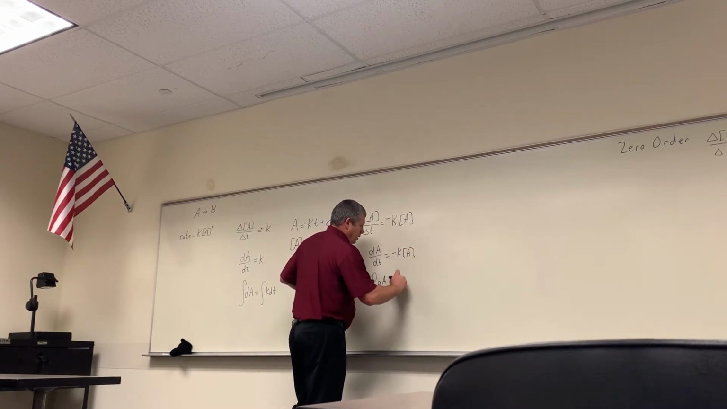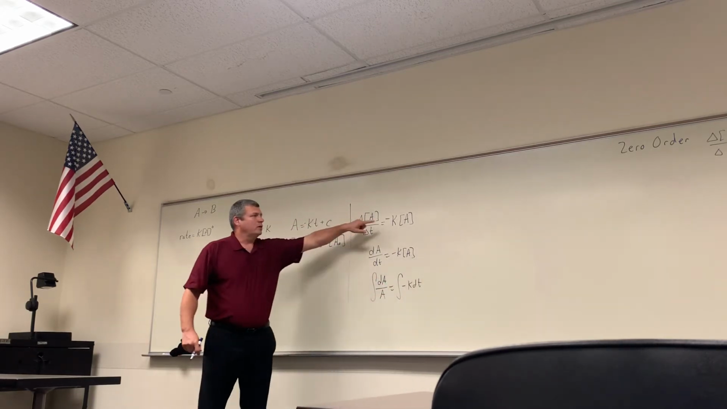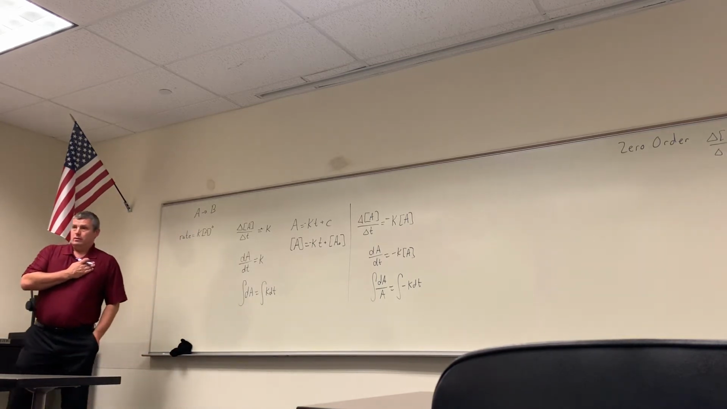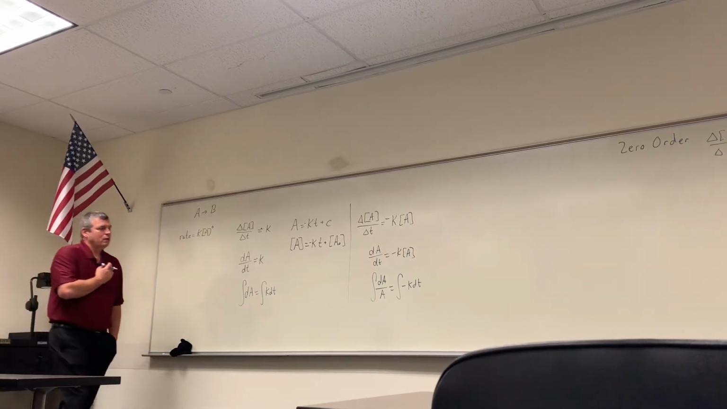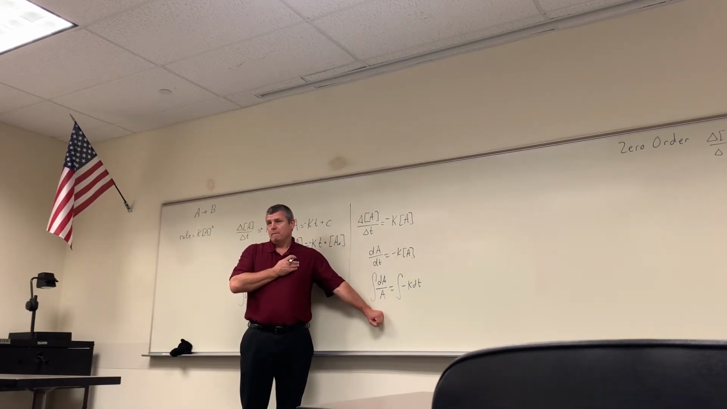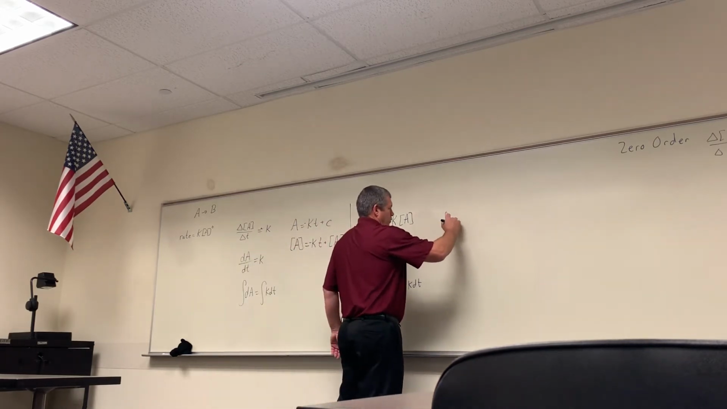dA over A equals the integral of negative k dt. This tells you that the rate depends on A. You've seen this equation before, you just don't know it. It's one of the most important equations. All right, calculus people, what's the integral on the left side? Is it really dA over A? It's how A changes divided by A. This is the natural log of A, and since A can't be negative here, we don't worry about it.